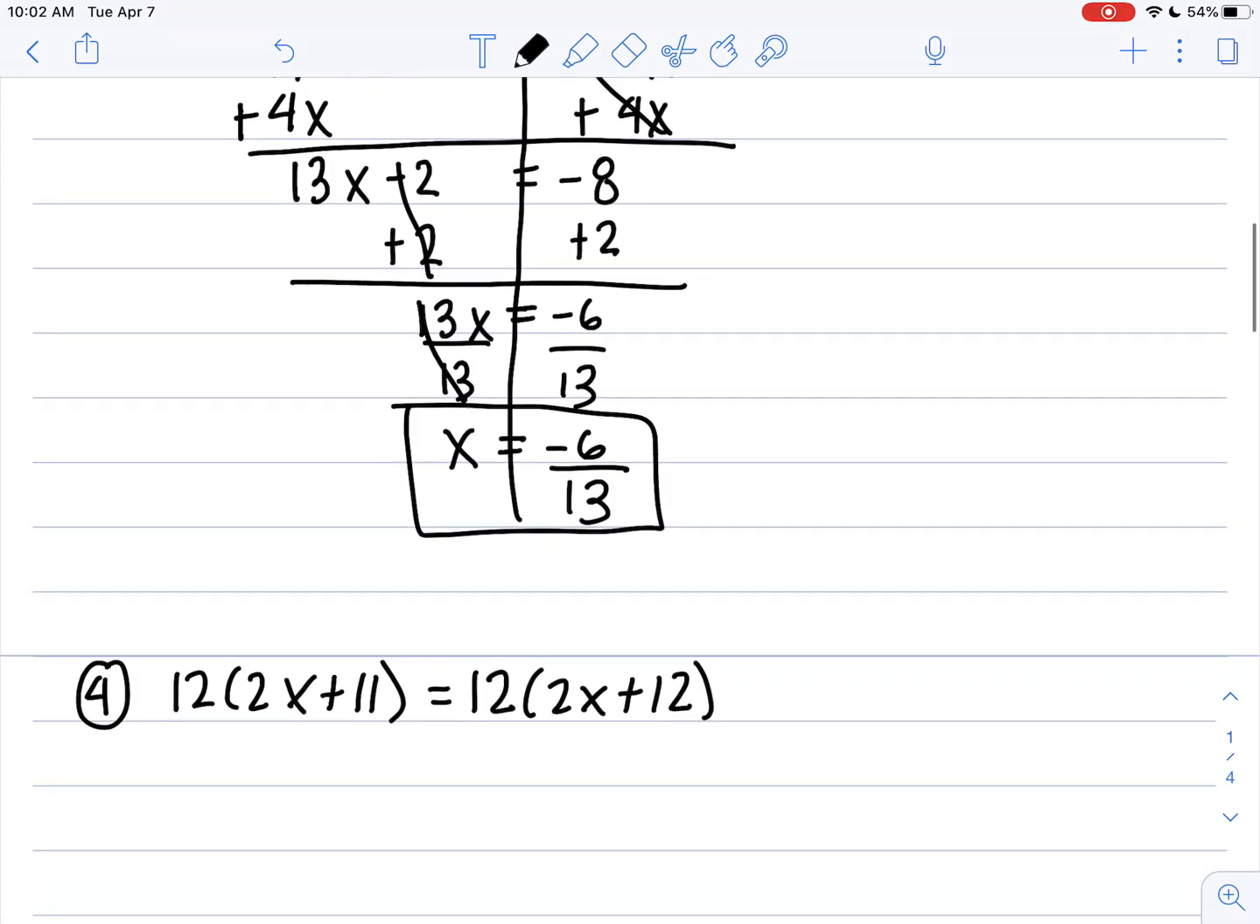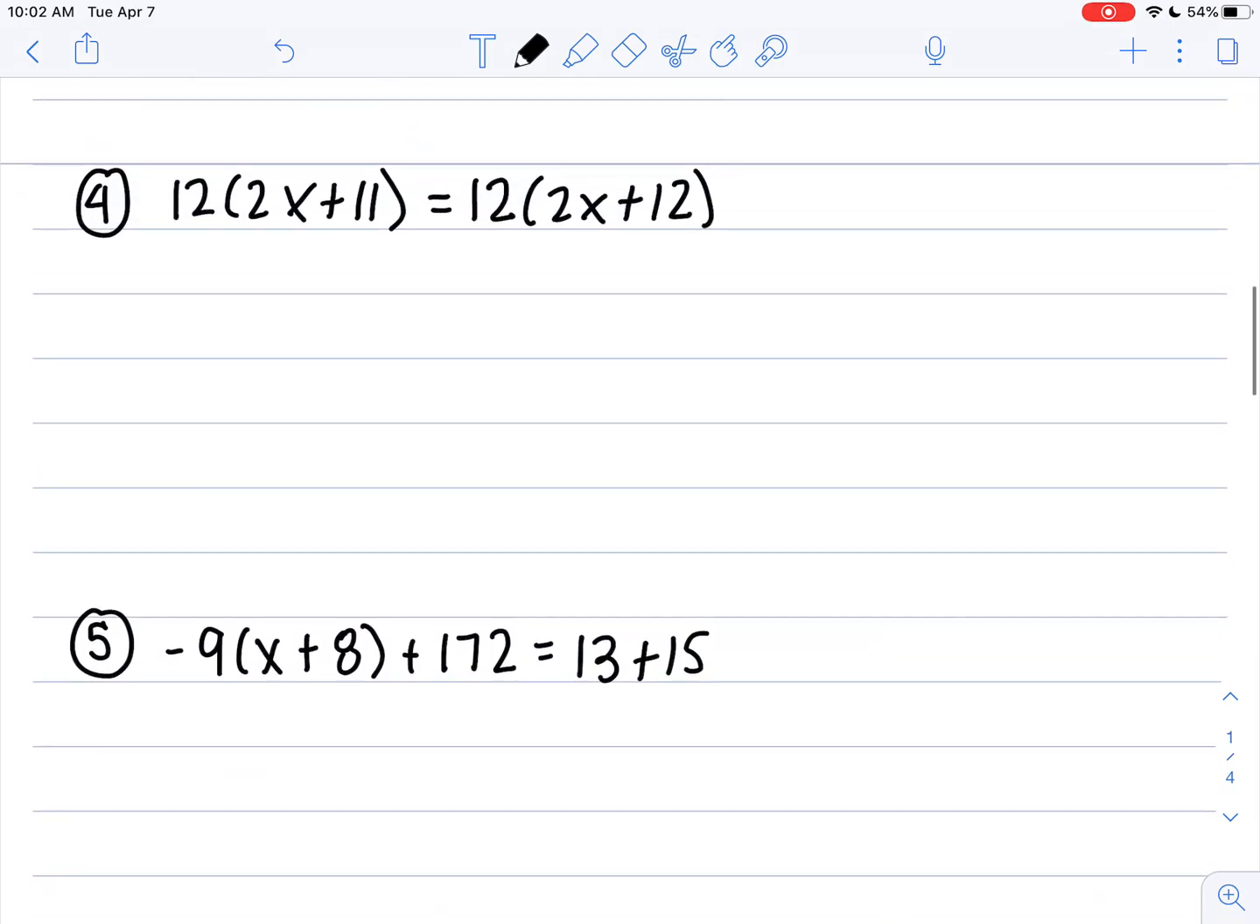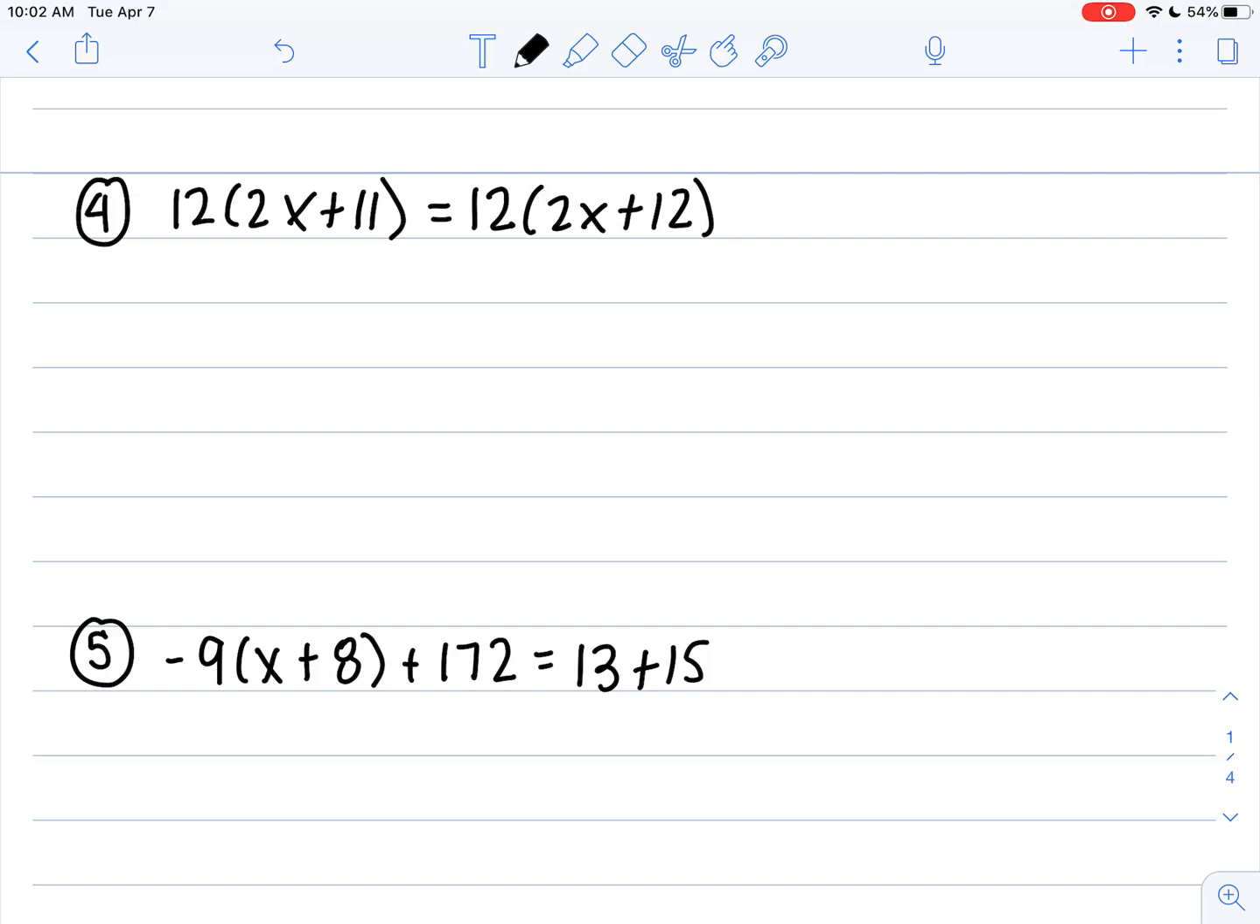Okay, and that's it. Number 4. So we have 2 more solving equations, and then we're just going to multiply binomials, okay? So, again, draw a line. Do what you can on each side first before we move things over.